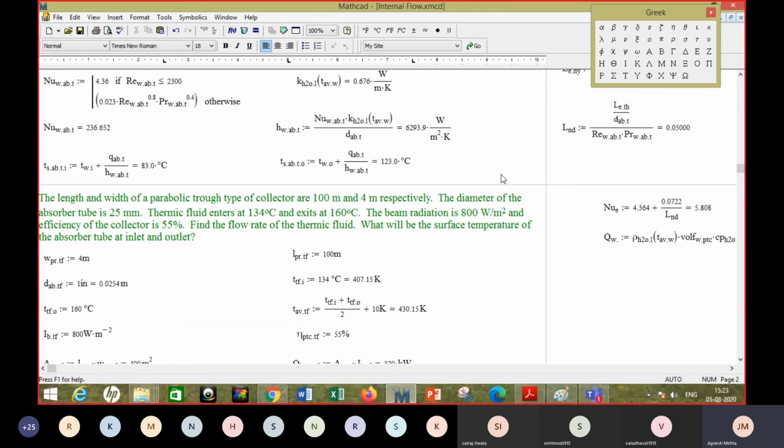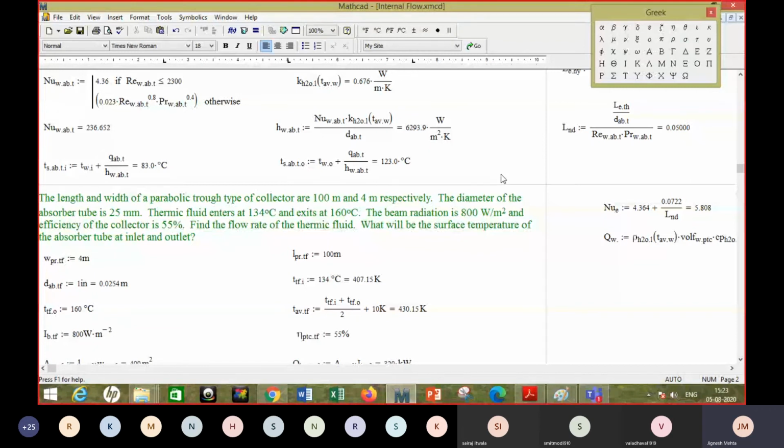So we are going to use, if it is coming out to be laminar flow, then the constant heat flux boundary condition, and you can use Nusselt number equal to 4.36. But if it is turbulent flow, your Reynolds number, if it is coming out to be greater than 10,000, then you can safely use the Dittus-Boelter correlation, provided that your Prandtl number is not greater than 160. Okay, so we can do that exercise.